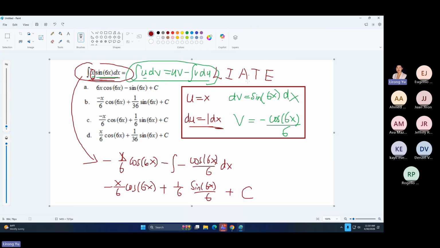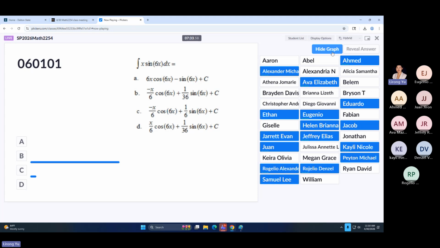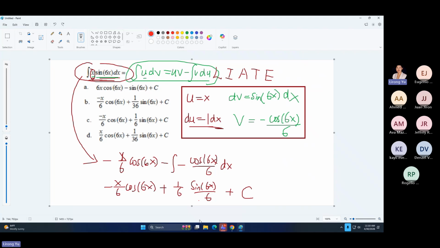I hope that you have all submitted your answer. Okay, I see most of us have already submitted the answer. It should be B, negative x over 6 cosine 6x plus 1 over 36 sine 6x. We have 1 over 36 because there's a denominator of 6 and another 6. You have to multiply them, so these two multiply, and that's where we get this 36 from. That's why we see this answer as the right answer. So if you made the wrong choice, double check your calculation and see what was the difference in our steps.